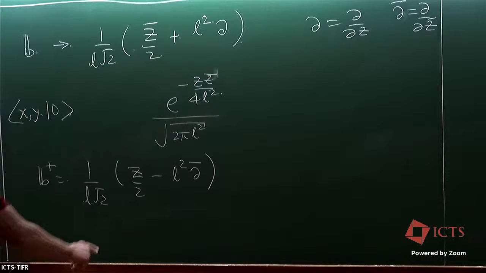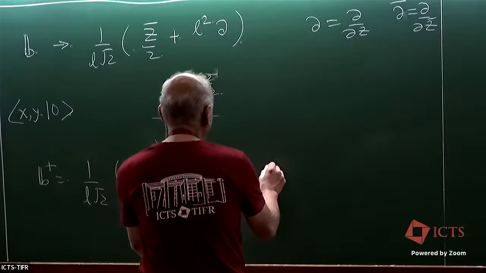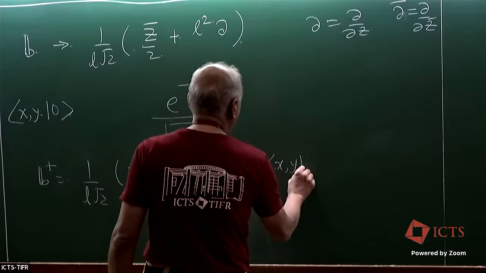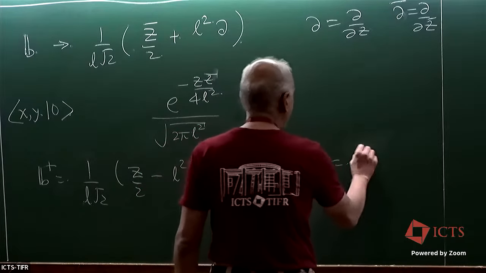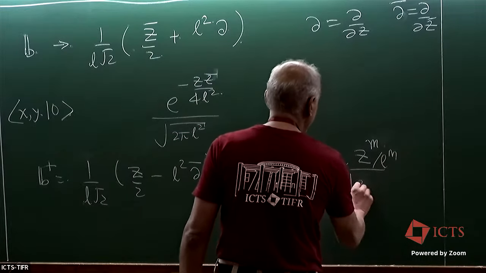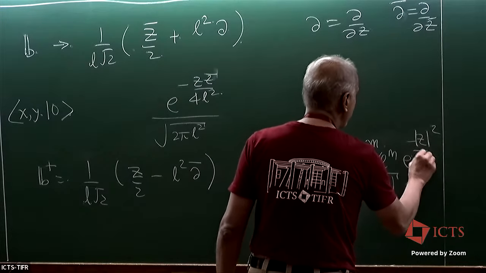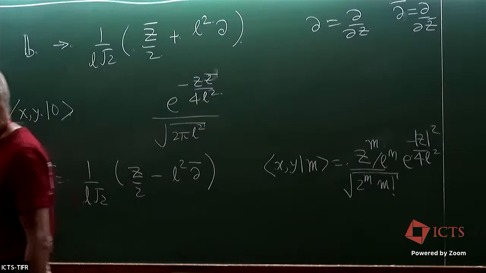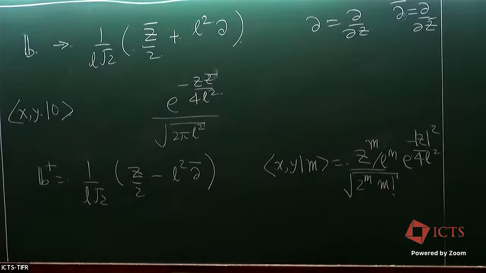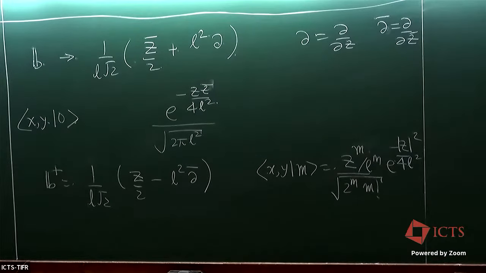Okay, so the point is that this D bar acting on the Gaussian will also give you a Z. So eventually what you find is that this X, Y on this M state, so this is the punchline now, is Z to the M with some normalization factors. So there's some L to the M, there's some 2 to the M factorial, and then there's this Gaussian factor. That is the punchline. So the bottom line is that in the lowest Landau level, all the one body wave functions are all analytic functions in the symmetric case. And that makes life really, really simple.